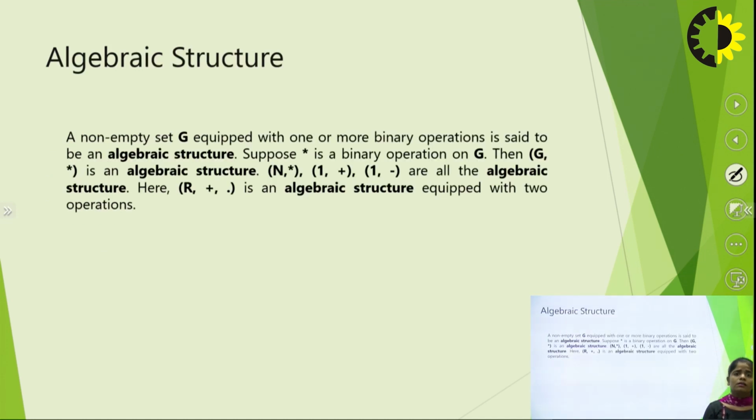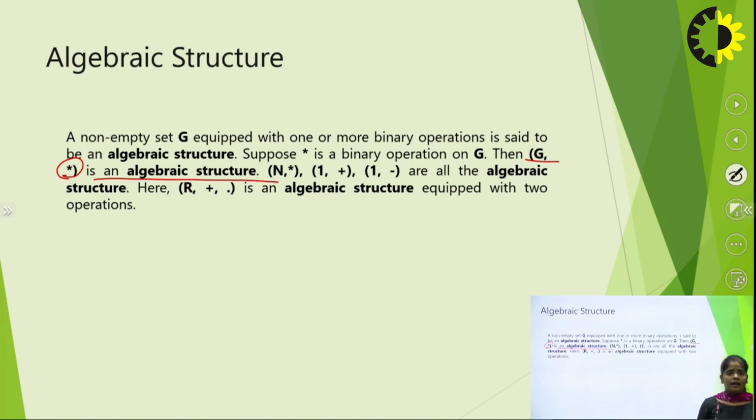Now first, what is an algebraic structure basically? An algebraic structure can be represented as a non-empty set. We consider a non-empty set, that is G, equipped with one or more binary operations, and it is said to be an algebraic structure when G is operated on by an operator which we represent by a sign, that is asterisk. So in this slide, G with the sign asterisk is an algebraic structure.